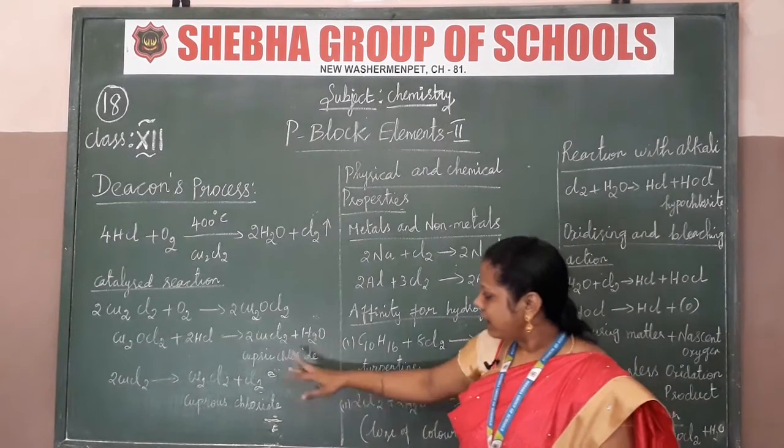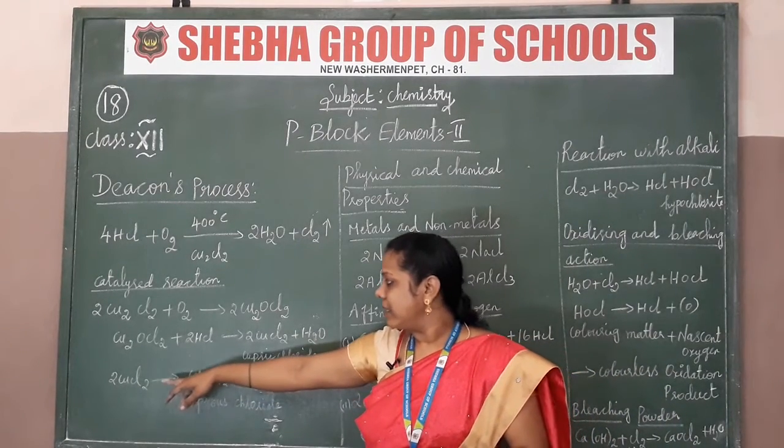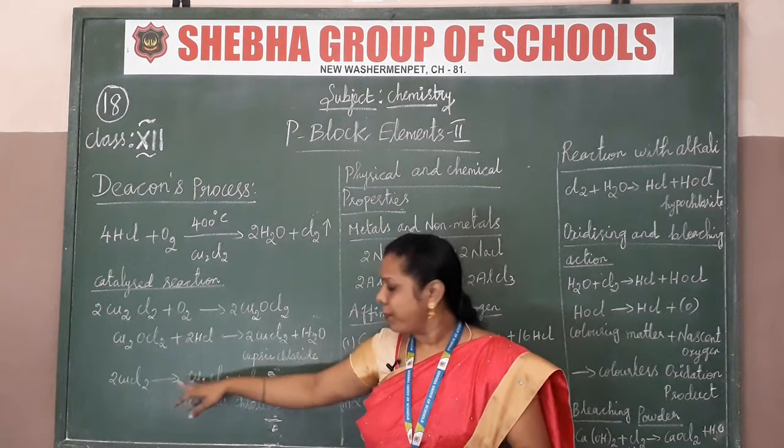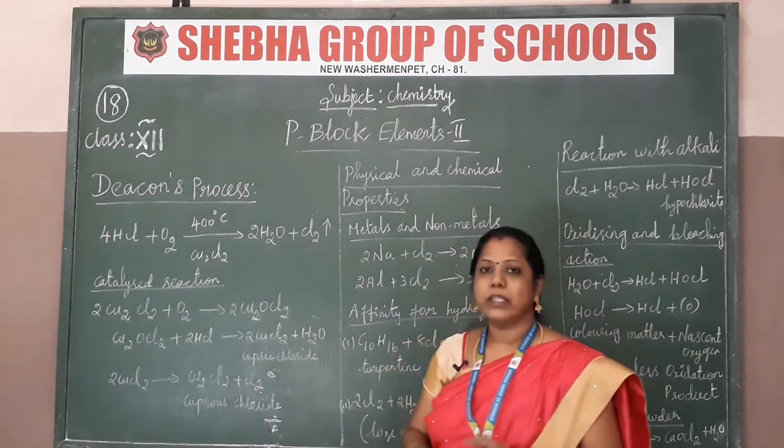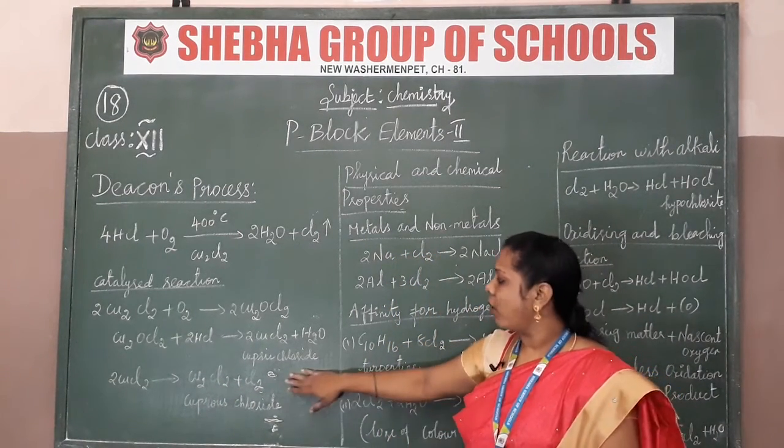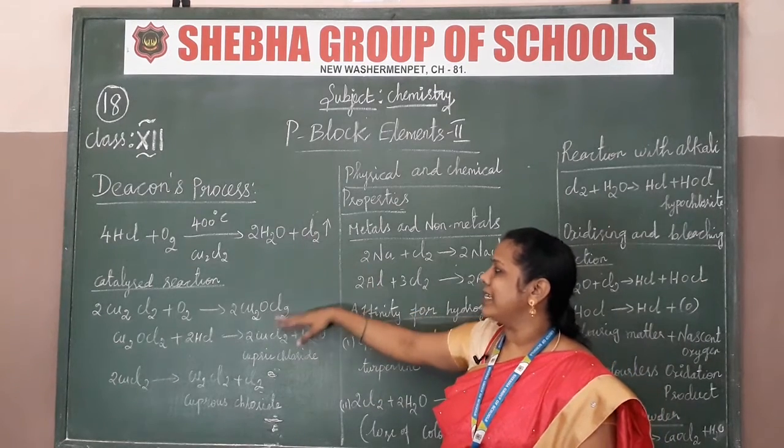If you want to get full marks, you have to mention the catalyst reactions too. Okay, and then this cupric chloride is decomposed, and we get Cu2Cl2, that is cuprous chloride, along with chlorine. This is how chlorine is obtained using the catalyst.